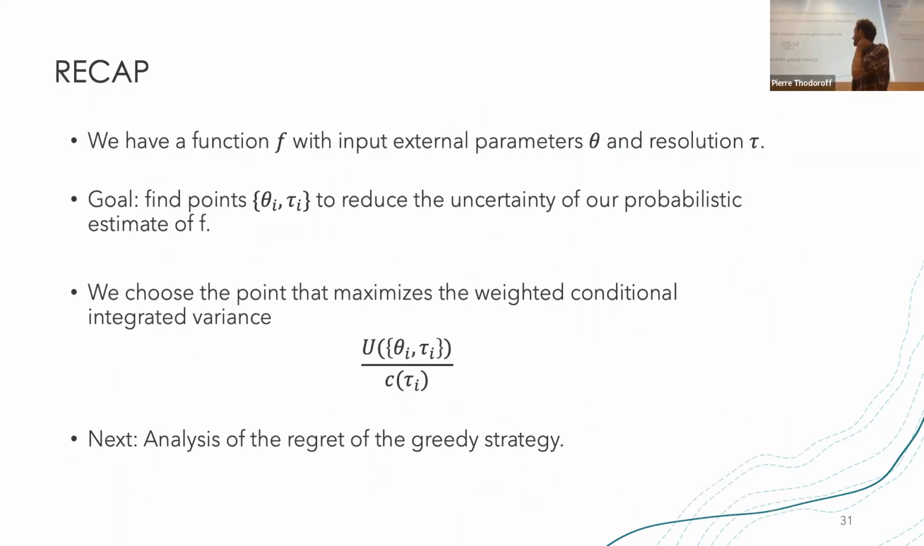Okay, so to recap, we have a function f that takes as input the parameters theta and tau. We try to find points theta and tau to reduce the uncertainty of our probabilistic estimate of f. And we choose points that maximize this weighted conditional integrated variance. And now I'm going to talk a tiny bit about the regret of using this greedy strategy and when it can go wrong.